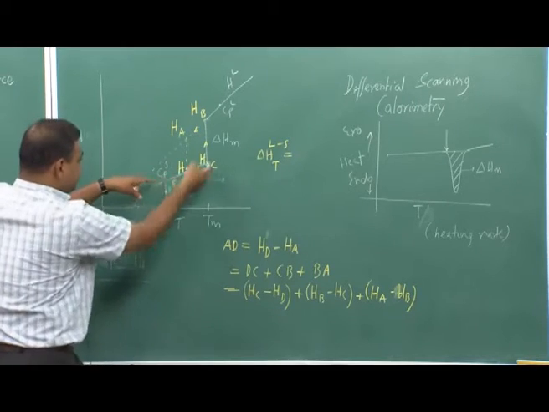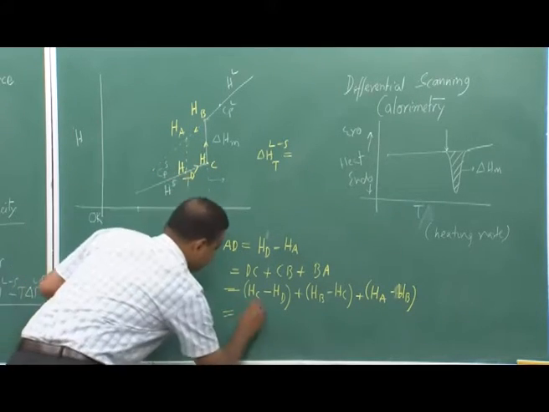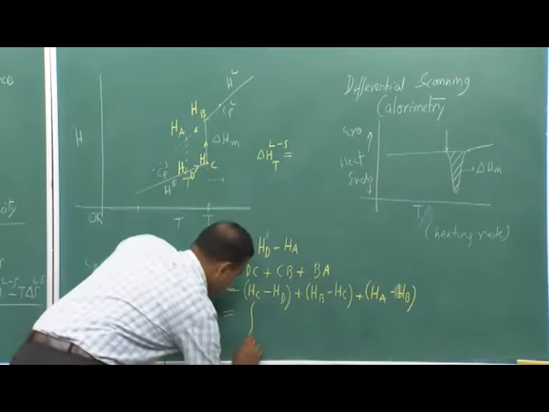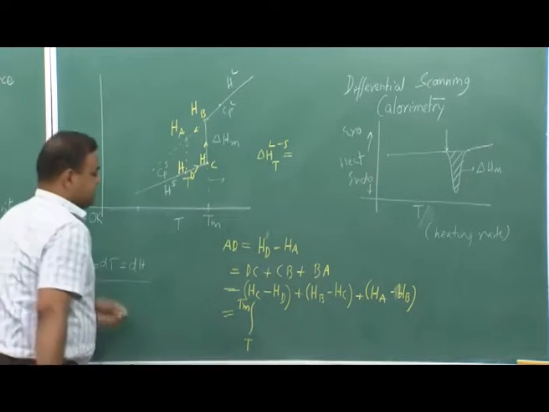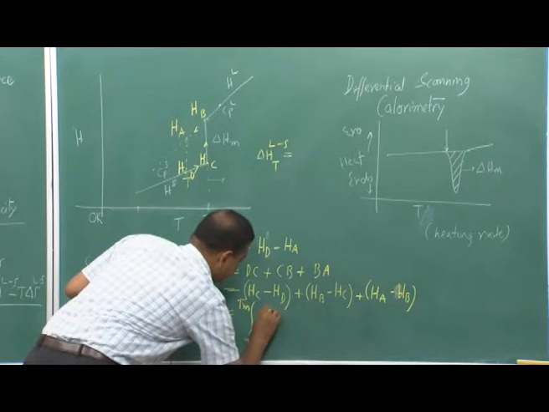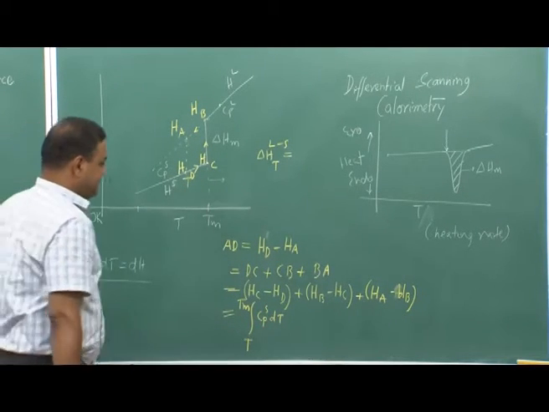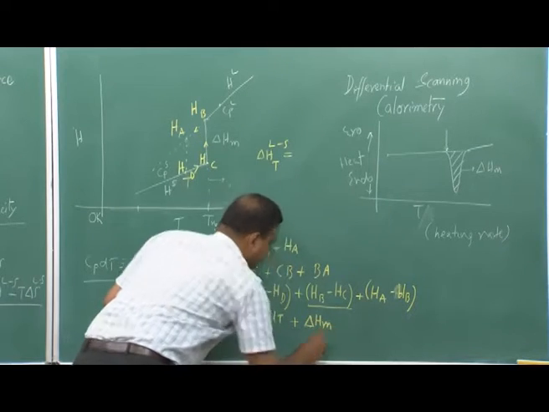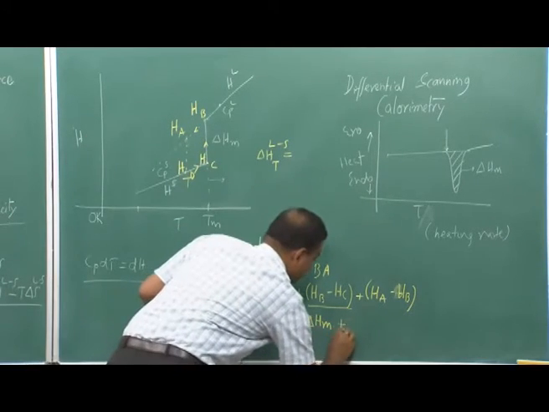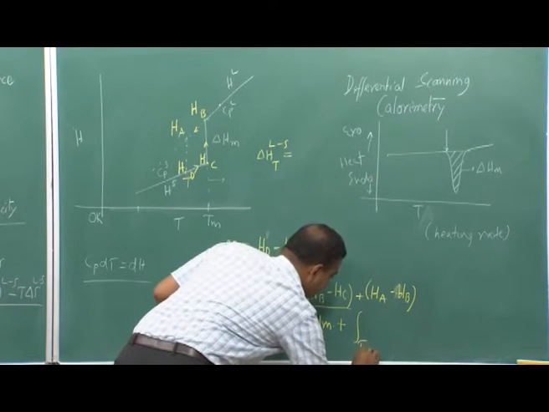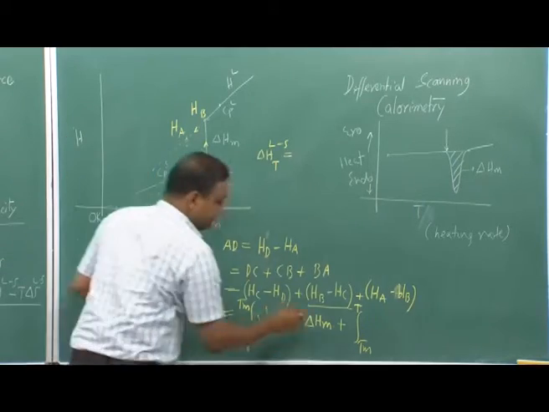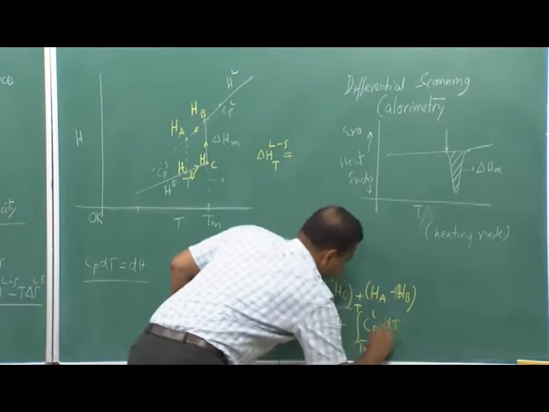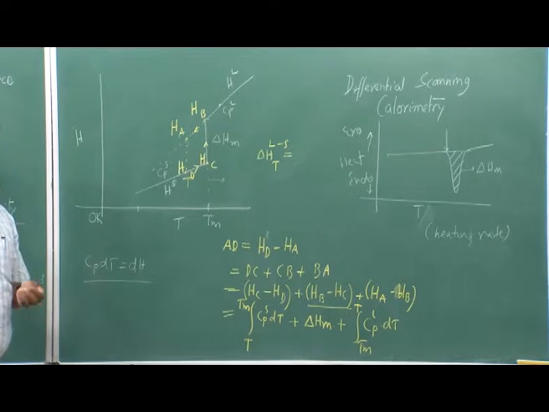Now, this is related to Cp solid. So, I can also write, from T to Tm, integral of Cp solid dT, plus this is nothing but del H m, then plus from Tm to T, integral of Cp L dT. I can write it this way also.